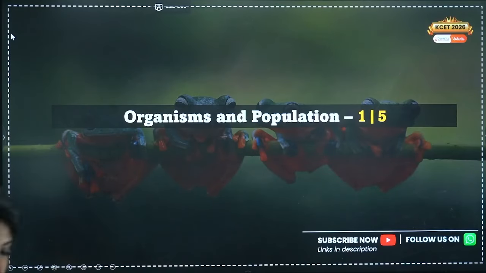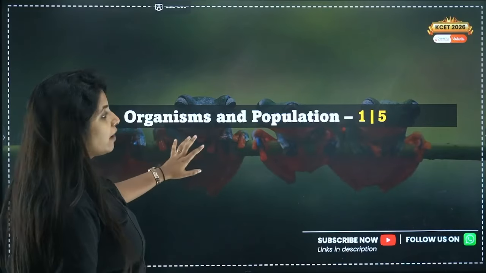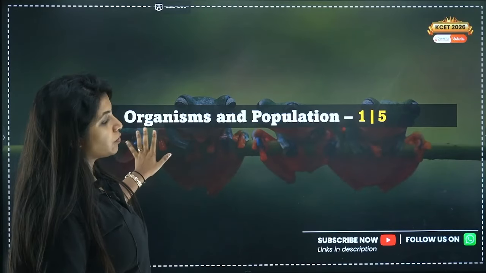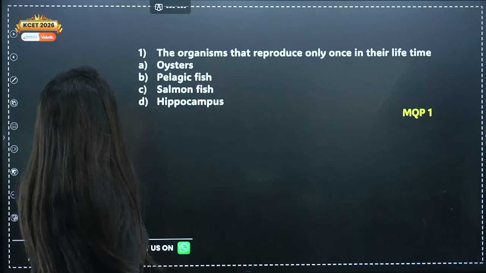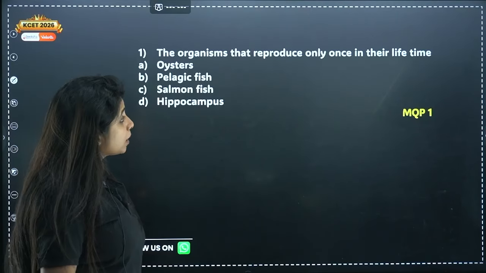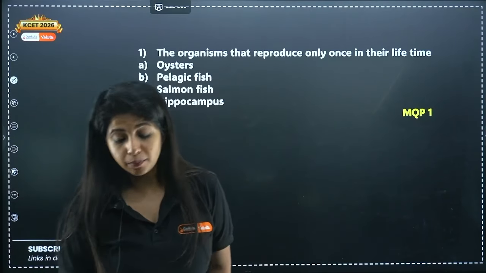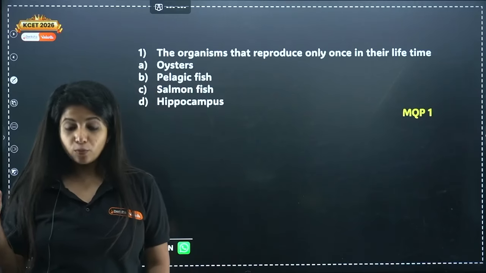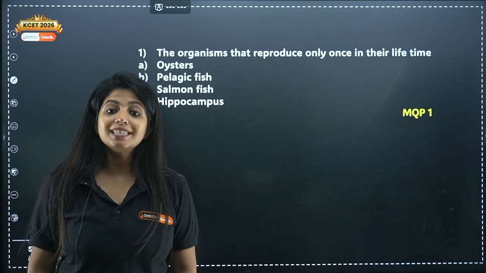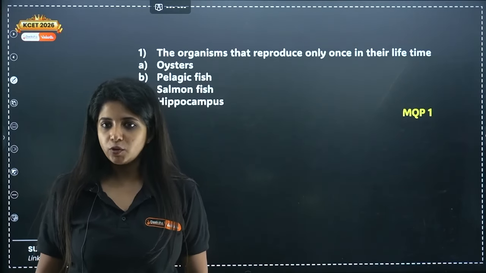Okay, let's go. So you will have a one marker question and one 5 marker question coming from this chapter. Let's see. The organisms that reproduce only once in their lifetime. What do you call these organisms? They reproduce only once in their lifetime. You call them semelparous organisms.